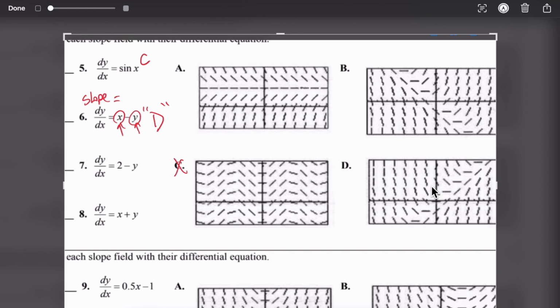Okay, for the next one, we're looking for something that depends on the y value only. So the y value, the slope is going to stay the same over a particular y value. So we see that happening here. So let's investigate this one. So if we put in y equals 2, we will get 0. Therefore, this is going to be choice A.